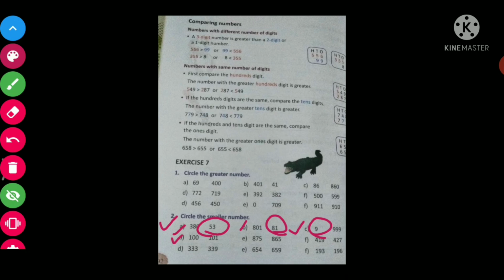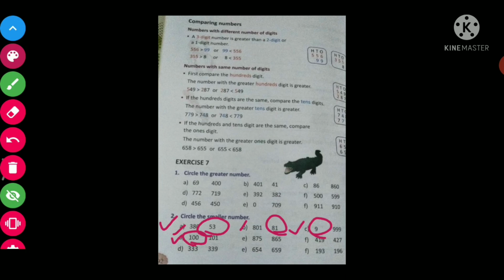Now see the D part. Both have 3 digits, right? First of all, see the 100 place value. Both have 1, right? Now we'll shift to the tens place value. Both again have 0. Now we'll shift to the ones place value. One has 0 and another has 1. So which one will be the smaller one? The one having 0 will be the smaller one, right? So this one will be the smaller number.